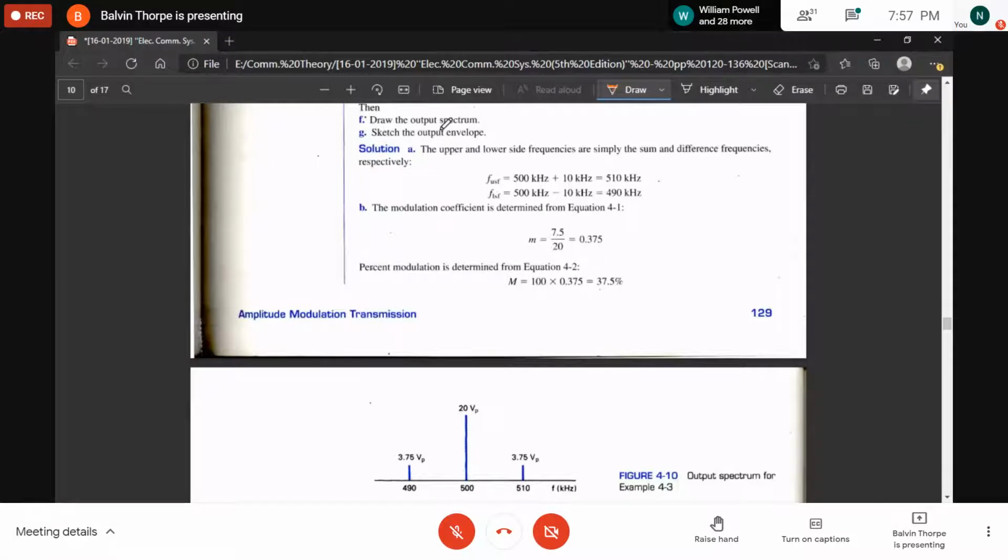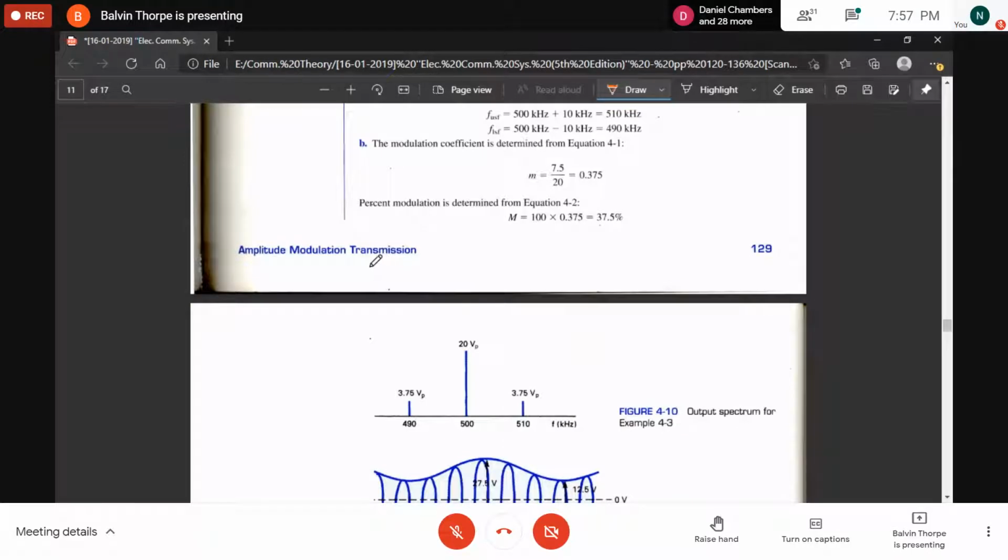And I found the percent modulation, which is just the modulation index or coefficient times 100. All right. So that was A and B. What was C? C was for the peak amplitude of the modulated carrier and the side frequencies.